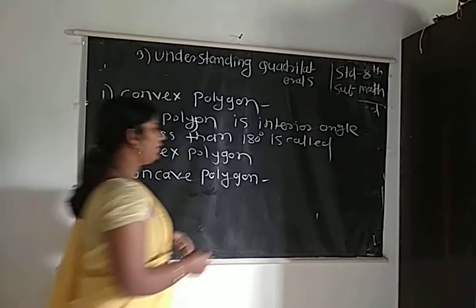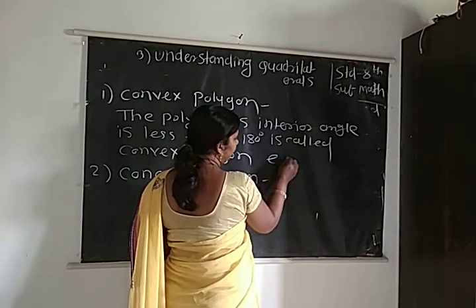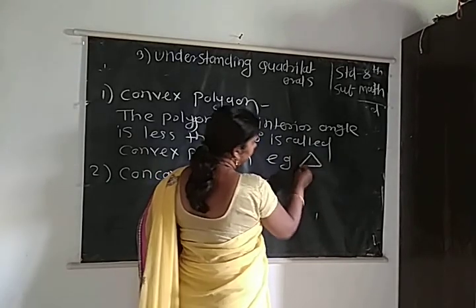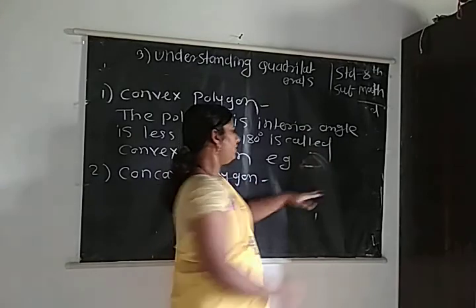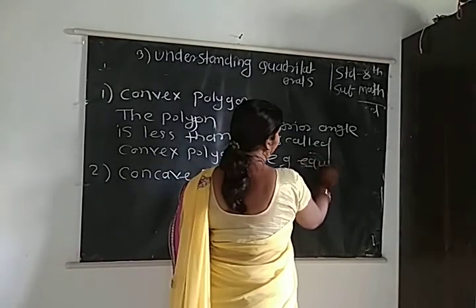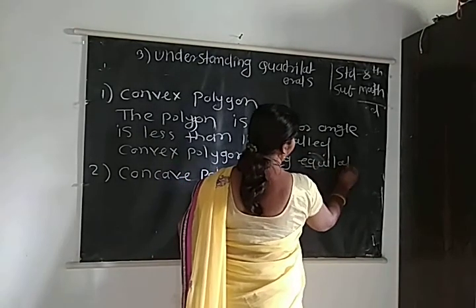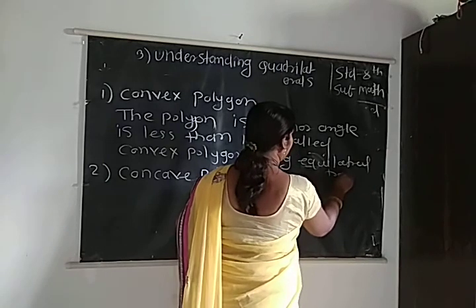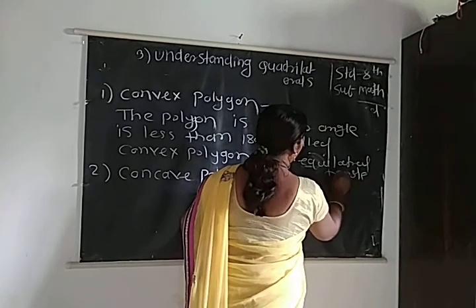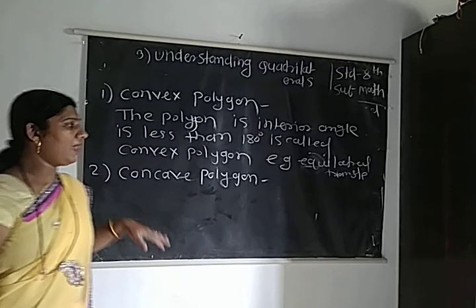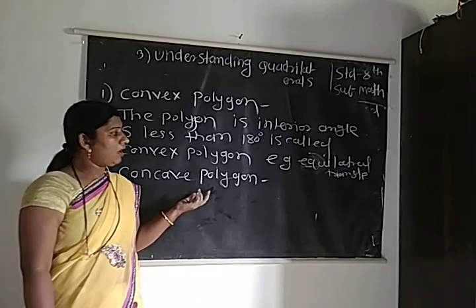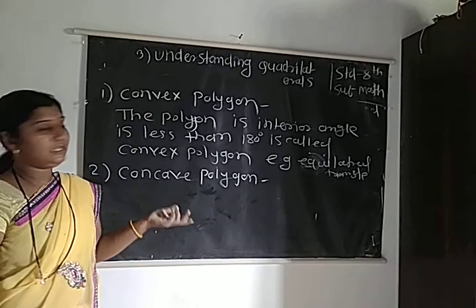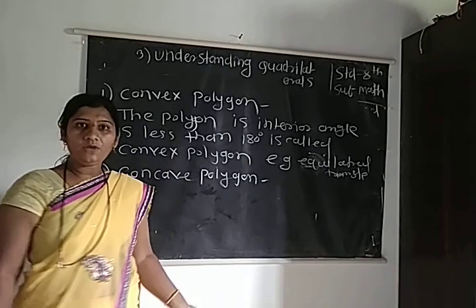And interior angle, for example, is what? Triangle, equilateral triangle. You know this equilateral triangle. Example of this equilateral triangle. Okay, so in an equilateral triangle, all angles are 60 degrees. So that's why this is called a convex polygon.